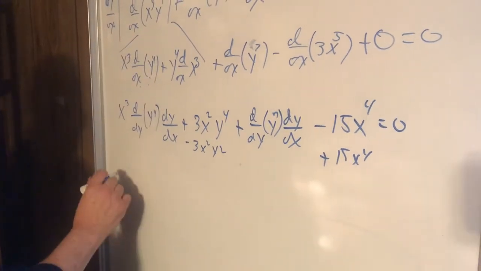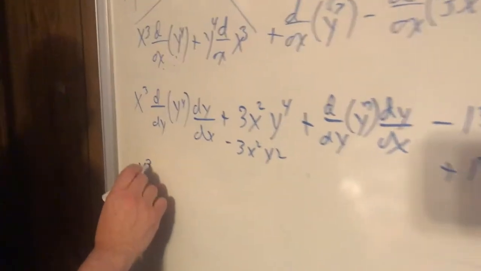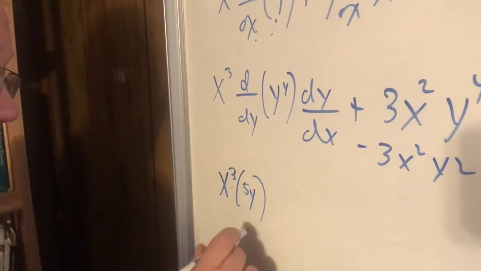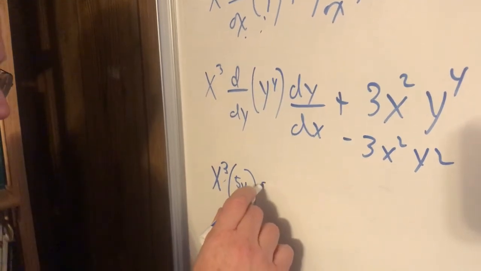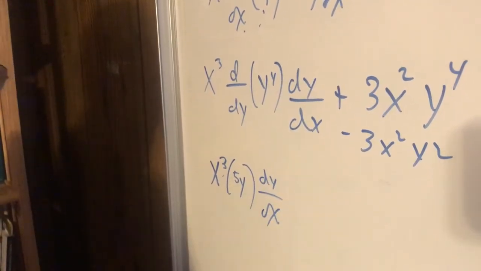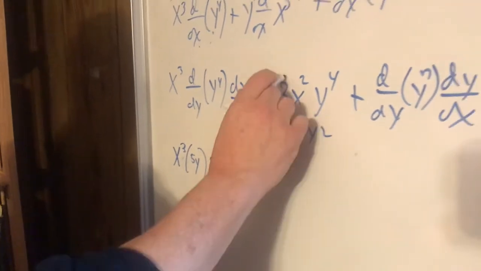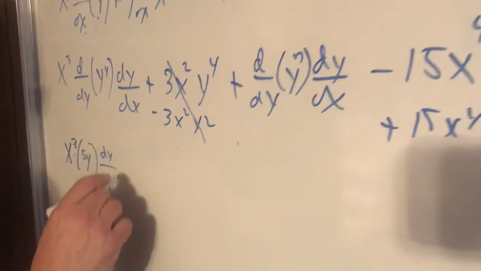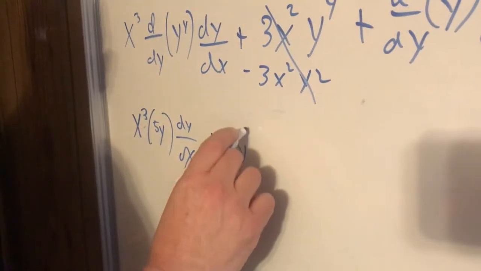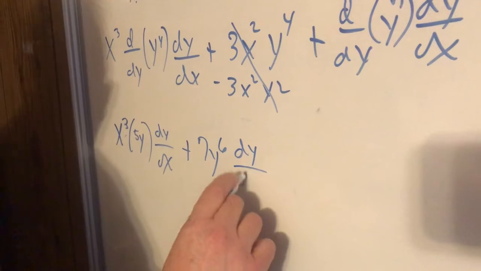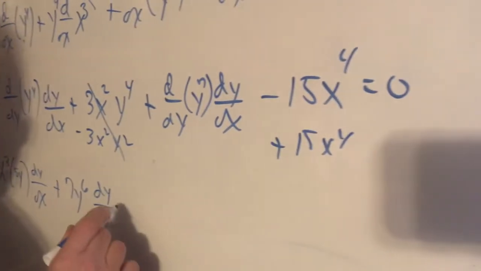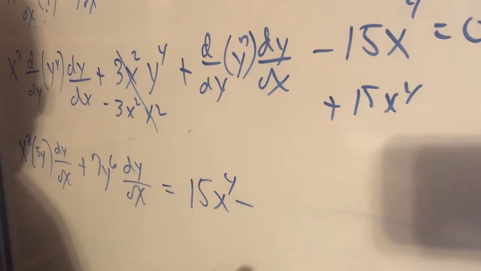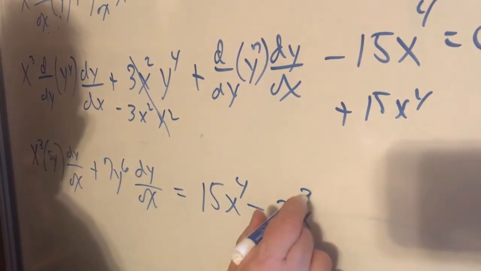So what I'm left with is going to be x third. The derivative of y to the fourth is 4y cubed dy dx. This goes over to the other side, plus the derivative with respect to that is plus 7y to the sixth dy dx. This goes over to the other side. So it's 15x fourth minus 3x squared y to the fourth.